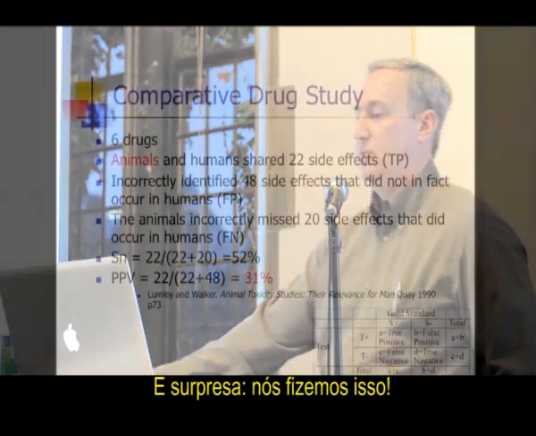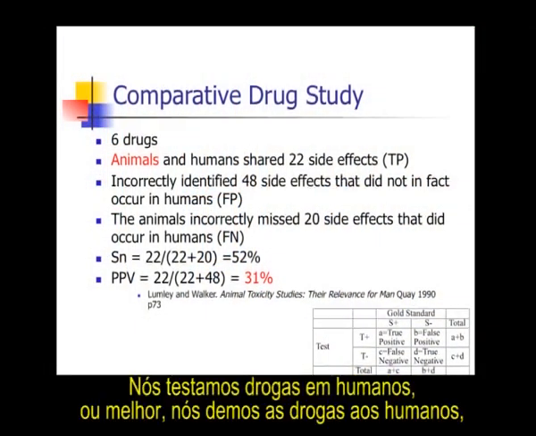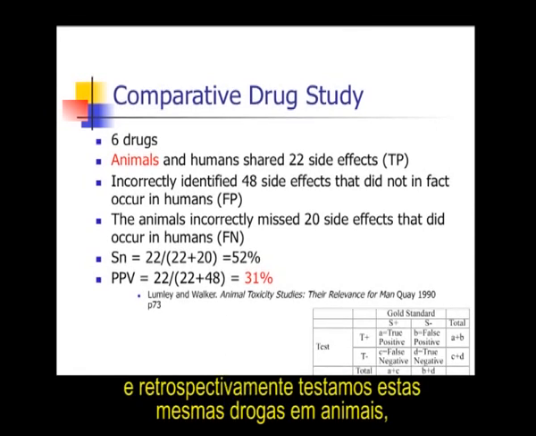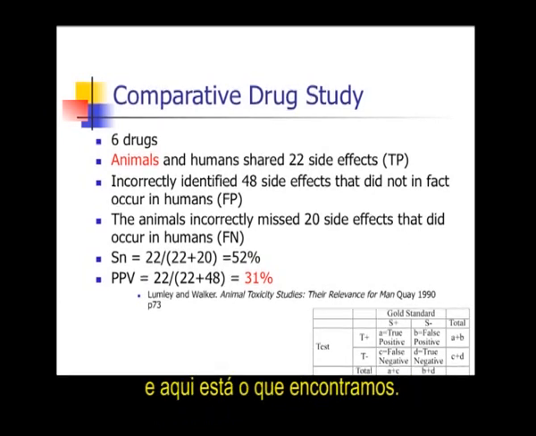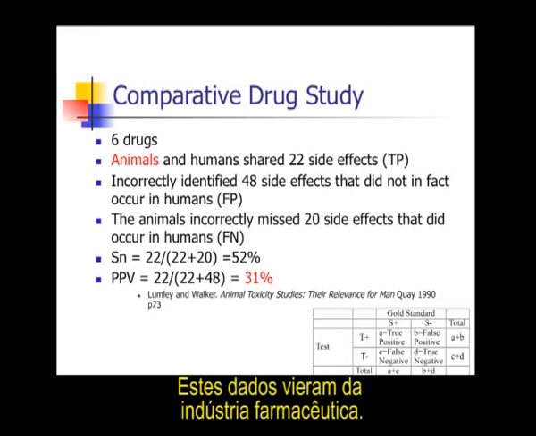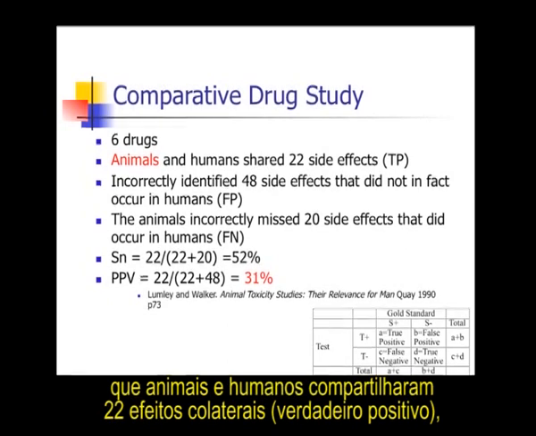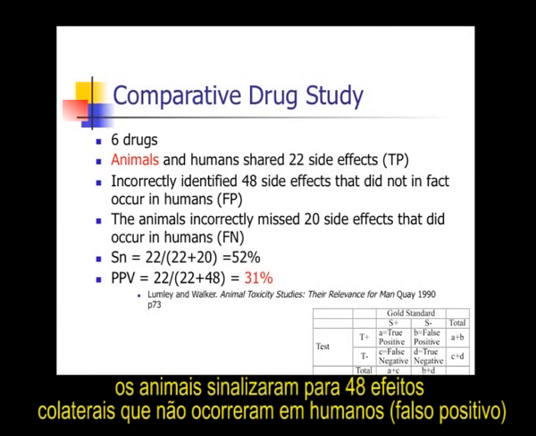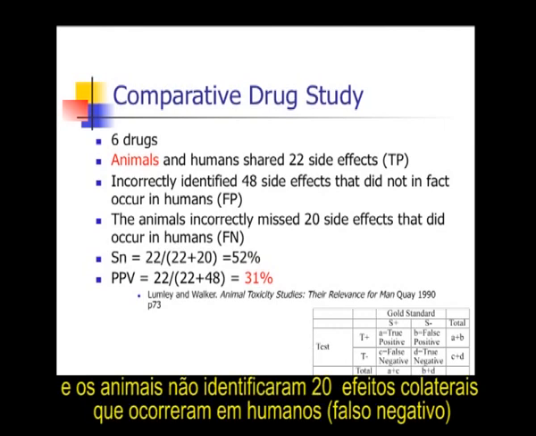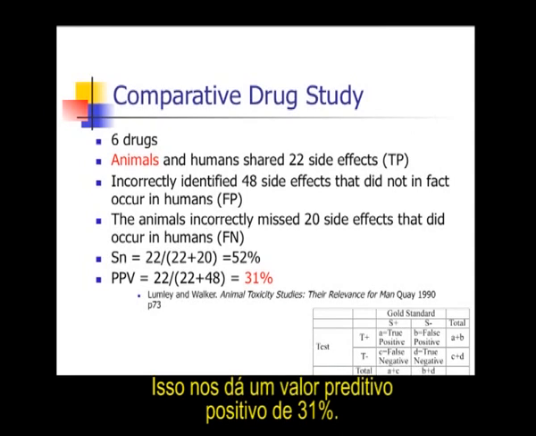And lo and behold, we have done that. We have tested drugs on humans, or we have given them to humans, I should say, and then gone back and retrospectively tested them on animals, and here's what we found. So I think this data comes from the pharmaceutical industry. In fact, I'm positive it does. And they looked at 6 drugs, and they looked at all the side effects, and they found that animals and humans shared 22 side effects. The animals incorrectly identified 48 side effects that did not show up in humans, and the animals missed 20 side effects that did come up in humans. Now, what that gives us is a positive predictive value of 31%.